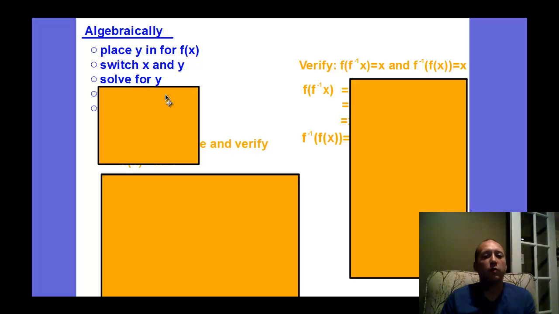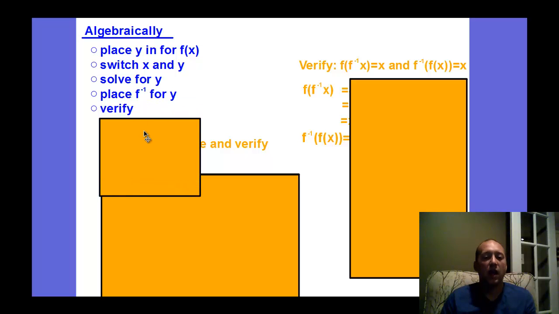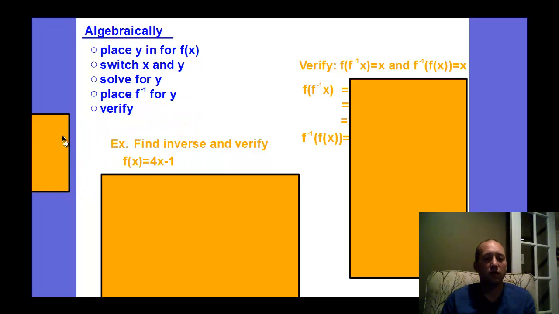So solve for y. We like it solved in terms of y. And then we can replace the y with the inverse function notation, and then you can verify to make sure that those are inverses. And so down here, let's find the inverse of this function. So we have f of x equals 4x minus 1. We want to find the inverse.